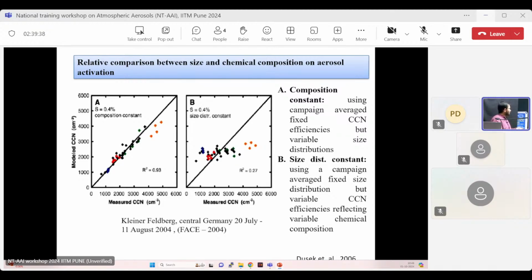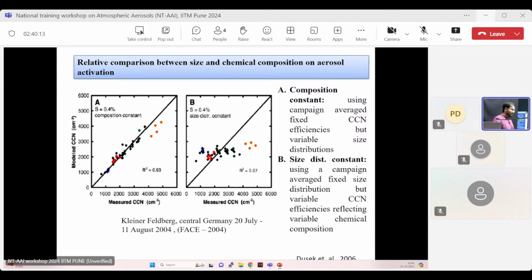Okay. While comparing both cases, you could see that when we make the composition constant, the comparison of model CCN to measured CCN clearly follows the 1:1 line. But if you do the other way around, making the size distribution constant and keeping your activation fraction changing, you are not getting any good relation. It's not even on the 1:1 line. So what does it tell? It tells that size is basically more important as compared to the chemical composition.